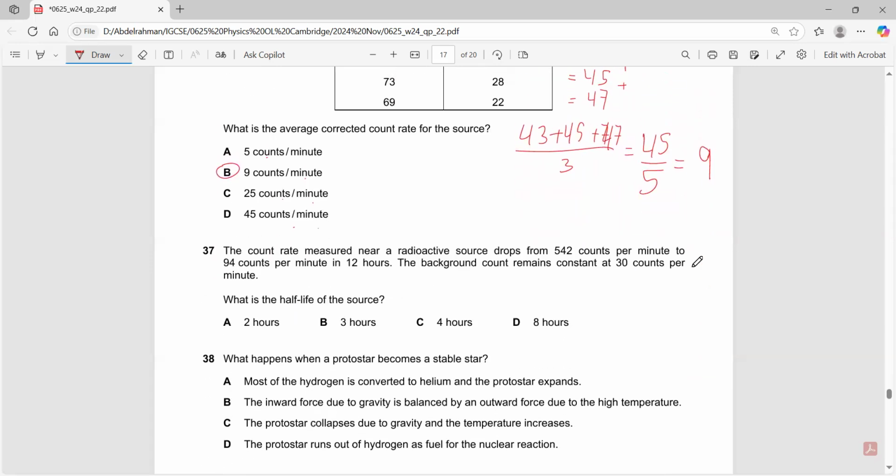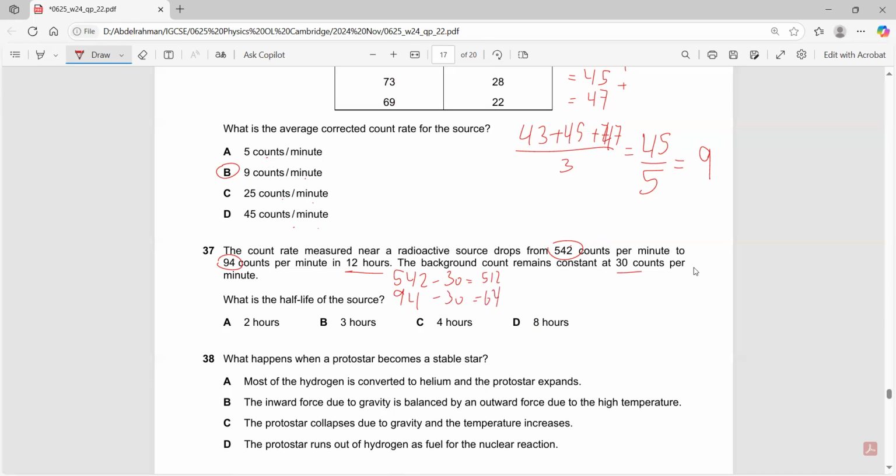Question 37. The count rate measured near a radioactive source drops from 542 to 94 in 12 hours. There is a background radiation of 30 counts per minute. What is the half-life of the source? Well, first of all, you need to subtract, divide, and then add. Or you can just subtract and divide. So 542 minus 30 is 512, and 94 minus 30 is 64.